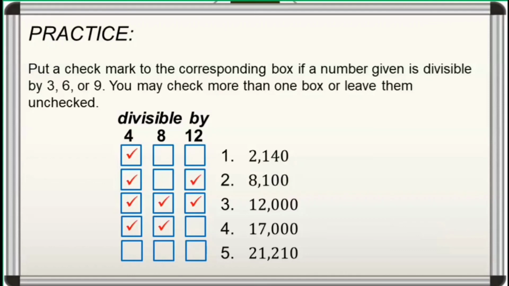For number 5, its last two digits form the number 10, and obviously, it is not divisible by 4. So, the given number is also not divisible by 4. As a matter of fact, if a number is not divisible by 4, then it is also not divisible by 8 and 12. So, we do not need to test for 8 and 12.